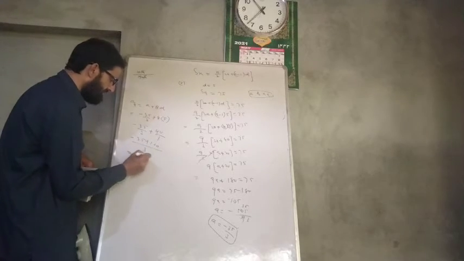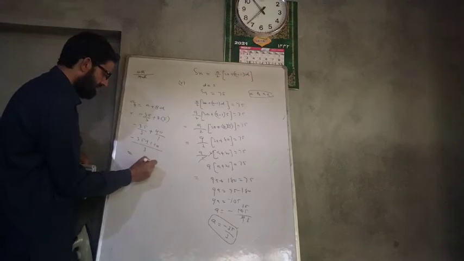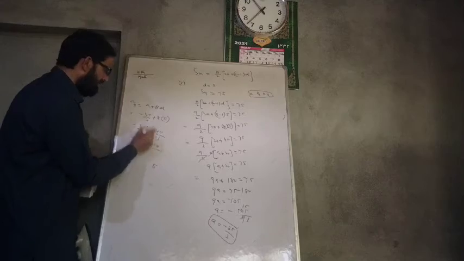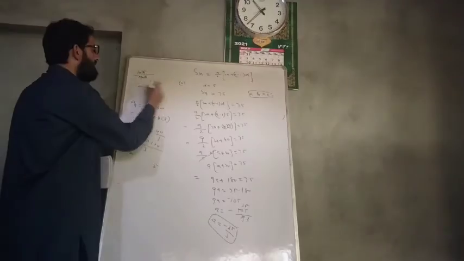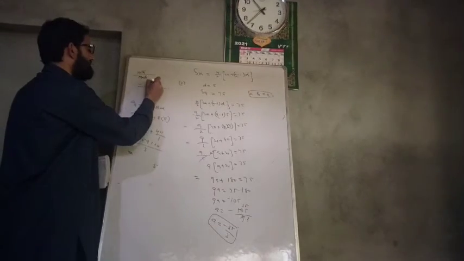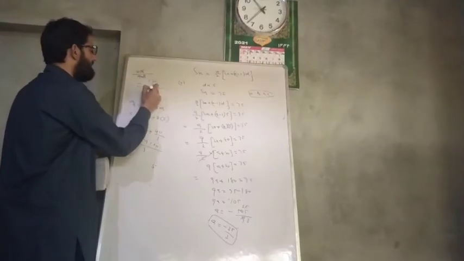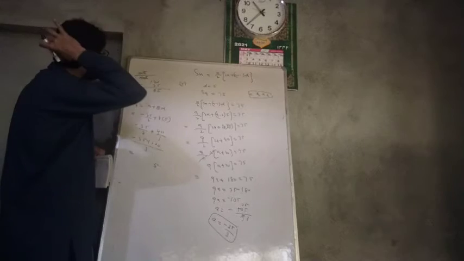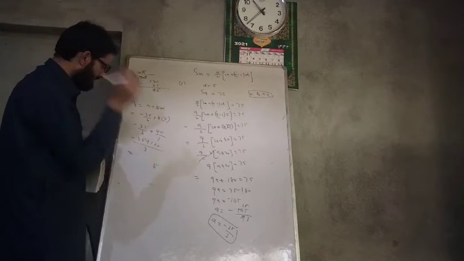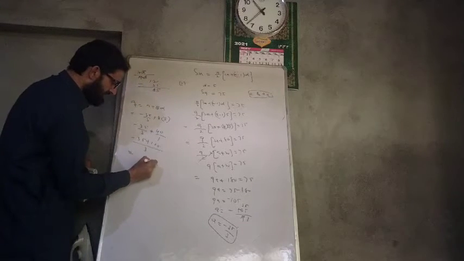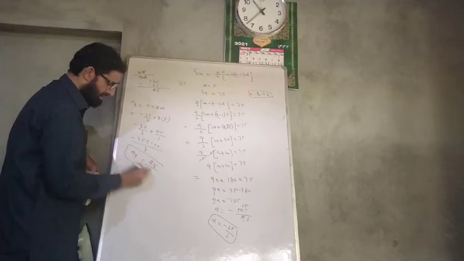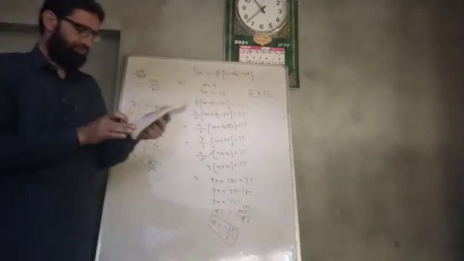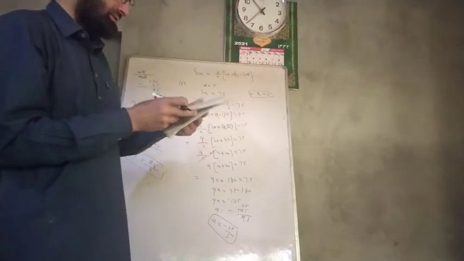So we are left with 120 minus 35, which is 85, plus 85 divided by 3. And this is the ninth term, A9, 85 by 3. Yes, this is correct.